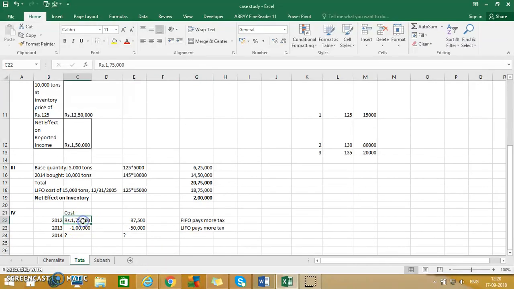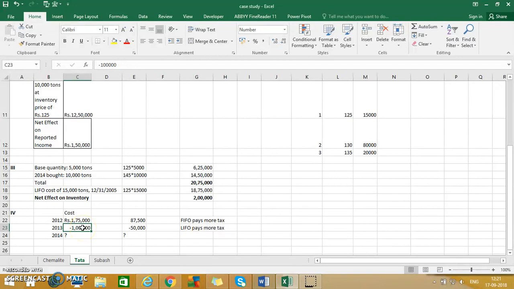So he says, what is the benefit that you are making? You say that the cost of the material because of FIFO was actually less, so you make a benefit because of FIFO. And because you make a greater benefit because of FIFO, you actually end up paying more taxes. What's the tax that you are paying? You are paying a tax of 50% on the benefit that you get. So 50% of 1,75,000. Same in the case of 2013, the cost of the material in the FIFO was 1,46 lakhs, while the LIFO was only 1,45 lakhs. So the difference is 1 lakh.